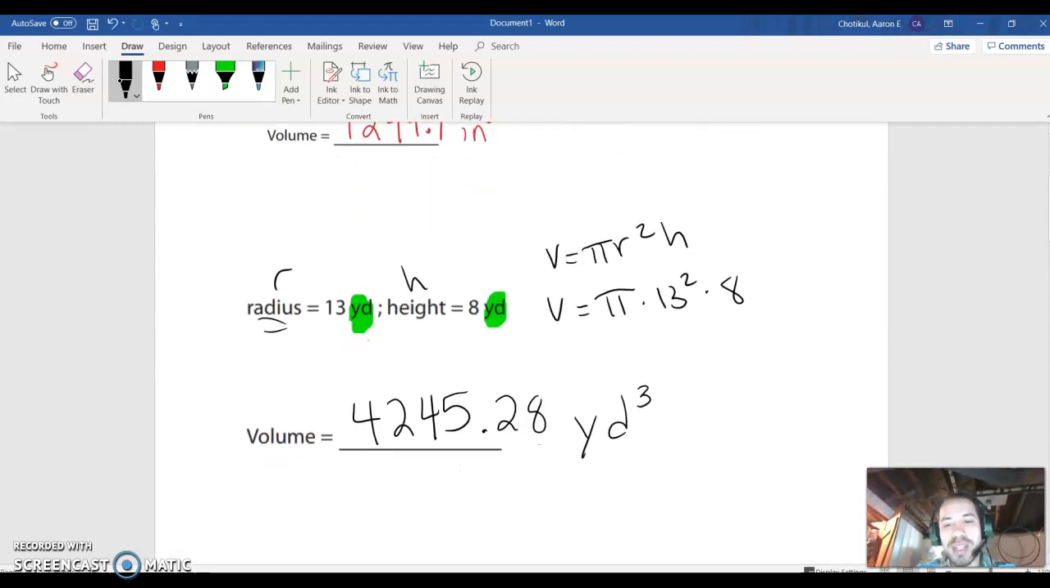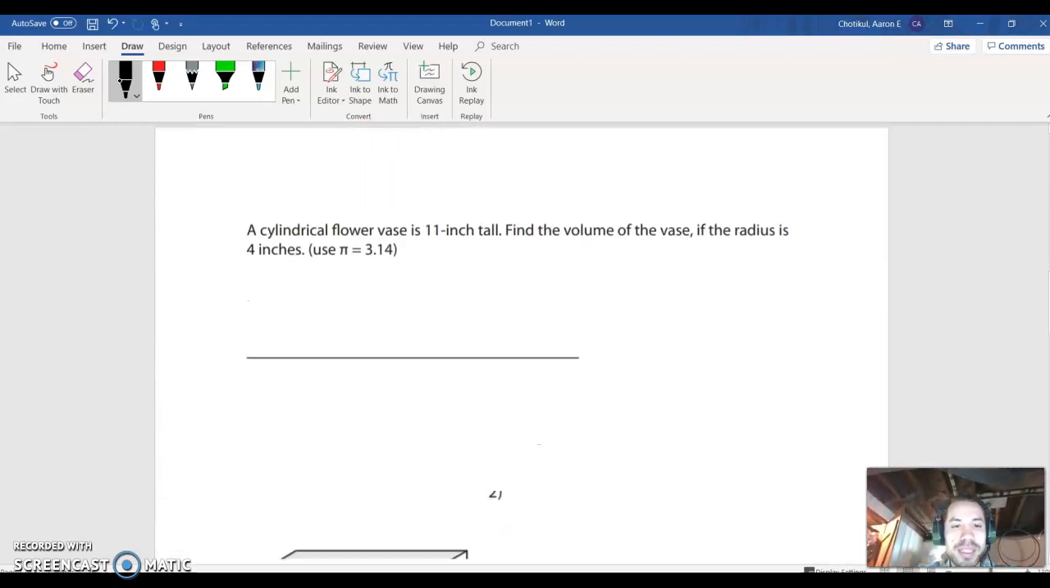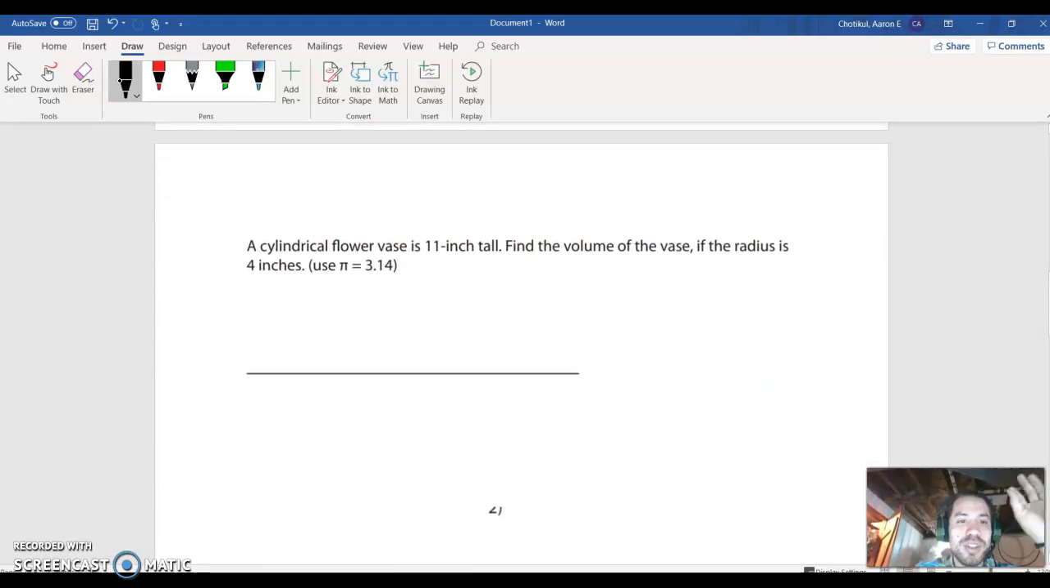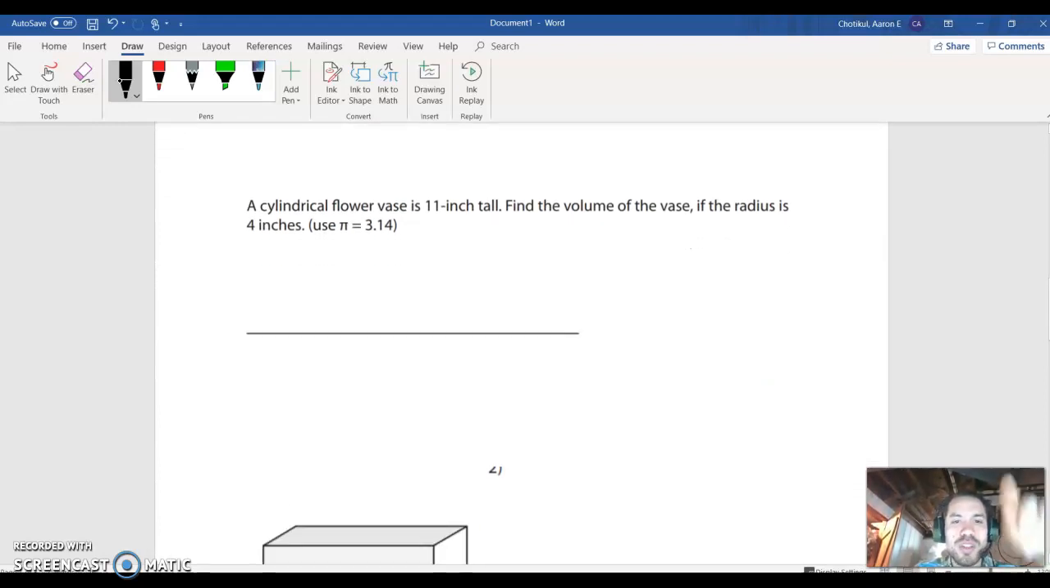So yeah, if you need, you guys can pause it and take a picture if you would like. So here, let's check this out. It's a word problem: a cylindrical flower vase is 11 inches tall, and it says find the volume of the vase when the radius is 4 inches. So again, another word problem where we're trying to figure it out. It's just giving us a little bit more context here.